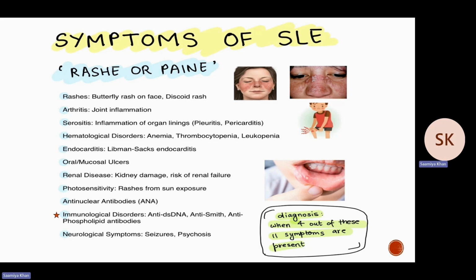Anti-nuclear antibodies that I mentioned in the previous slide, patients with SLE often have antibodies against these components of the cell nucleus. And then immunological disorders are also a symptom of SLE, which is anti-double-stranded DNA antibodies, anti-Smith or anti-phospholipid antibodies. These are all present in the patient in SLE. So it's a way of identifying the markers that this person has SLE. And then we can also see some neurological symptoms in SLE because it can affect the brain, causing seizures and psychosis. And out of these 11 symptoms, if 4 are present, then we can say that the patient has SLE.